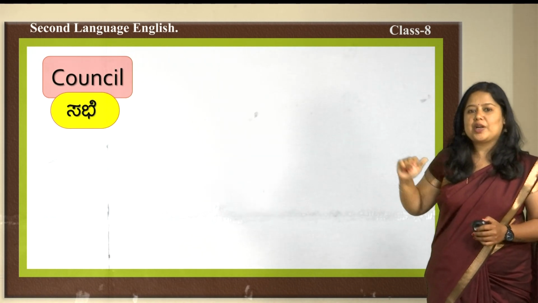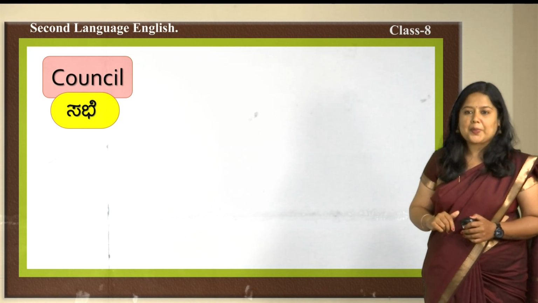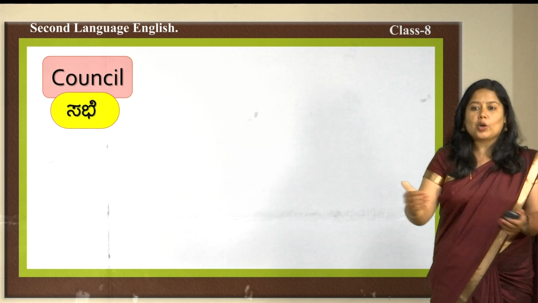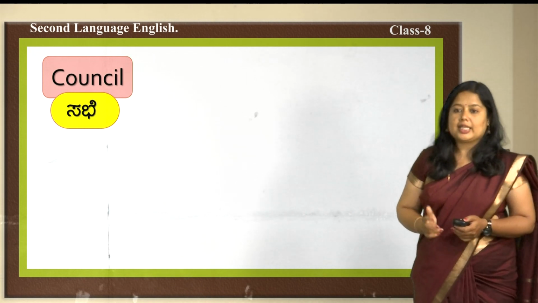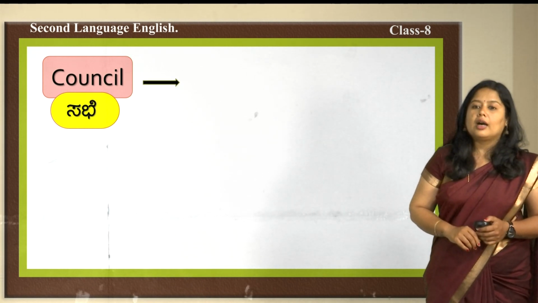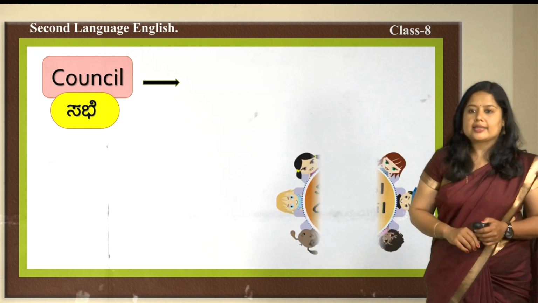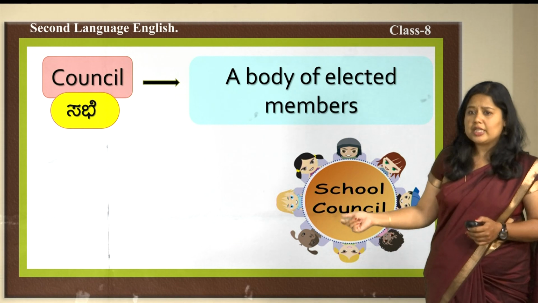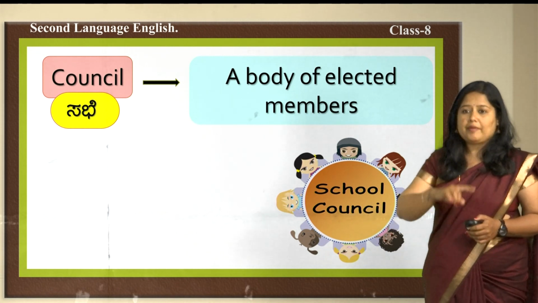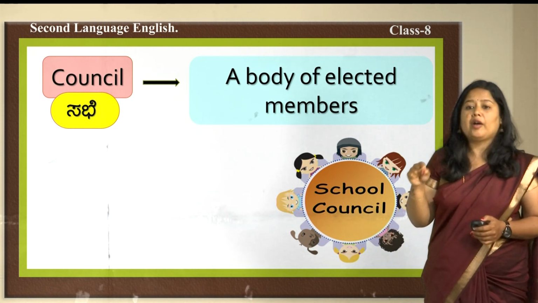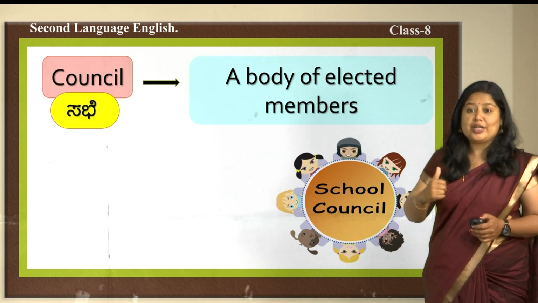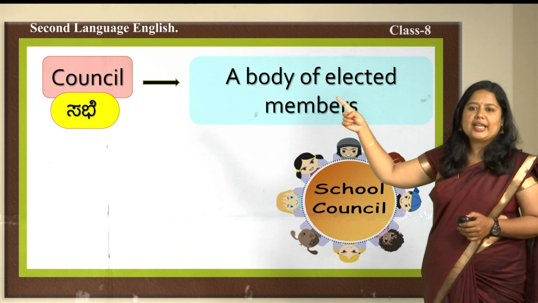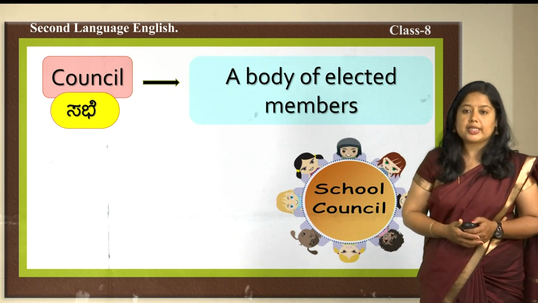Here comes our next word, council, or sabhe. Council means a gathering of members or workers; we call such a gathering a council. So, how do we explain council? I have already told you in Kannada. Look at this. There is a council in your school also, right? You have a committee or a council. You have members in it and you work for school development. School committee, a body of elected members. So, this is a council.